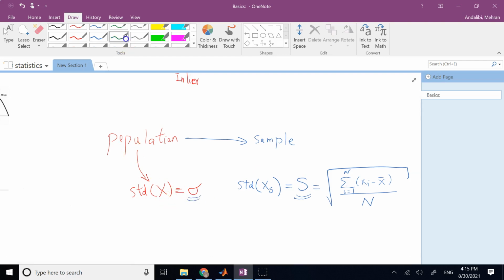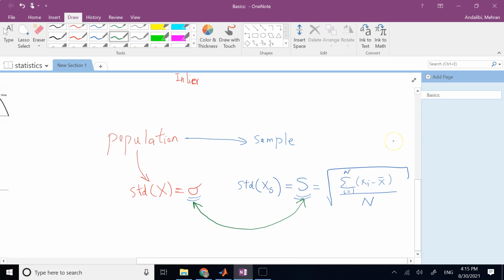So your goal is ultimately that this s can represent sigma, right? That s could be a good approximation to sigma. That's what you try to do: generalize the measures of a sample back to the population.